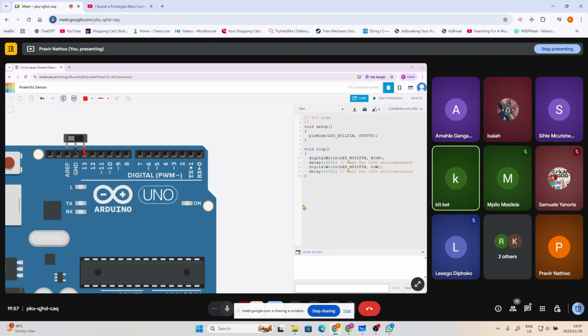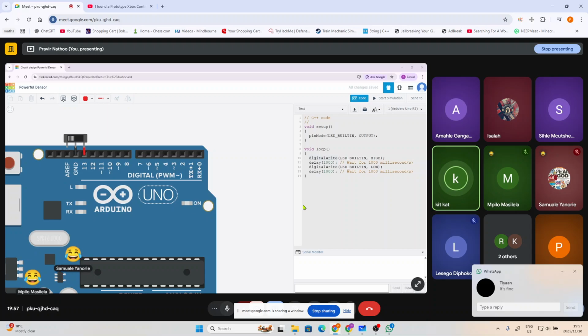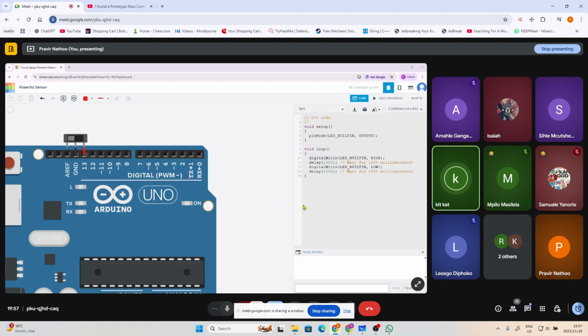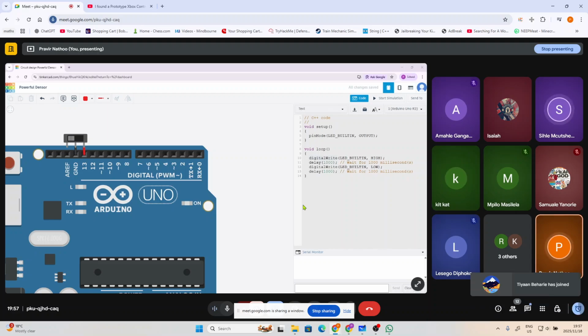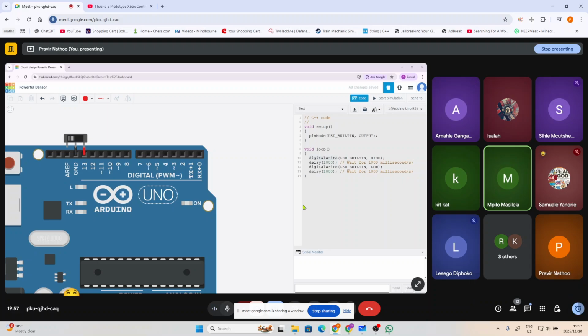Anyway, as I was saying, then the analog, it's not the true analog, it's whatever that other system is. PWM. Yeah, there we go. Would you like to add on to that, Mpilo? No, I think it's okay. It's basic enough.